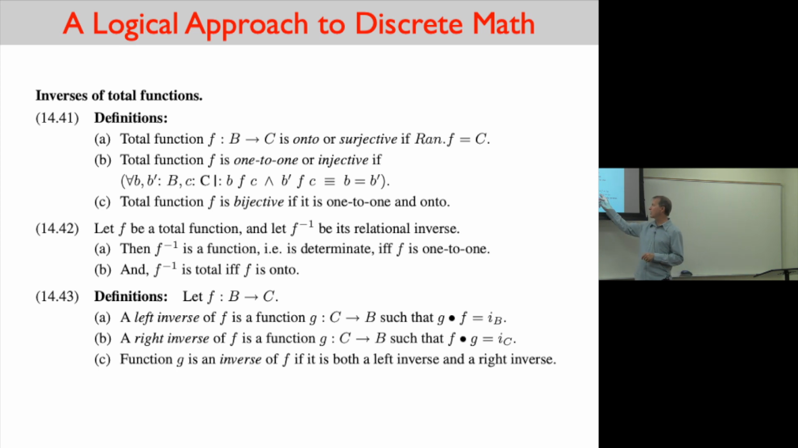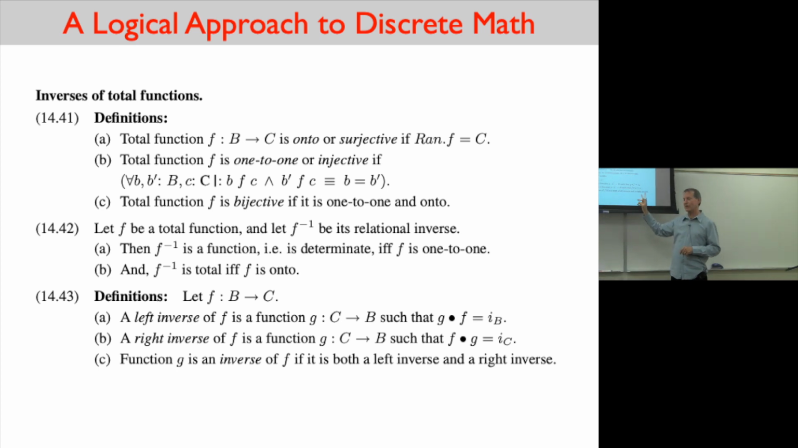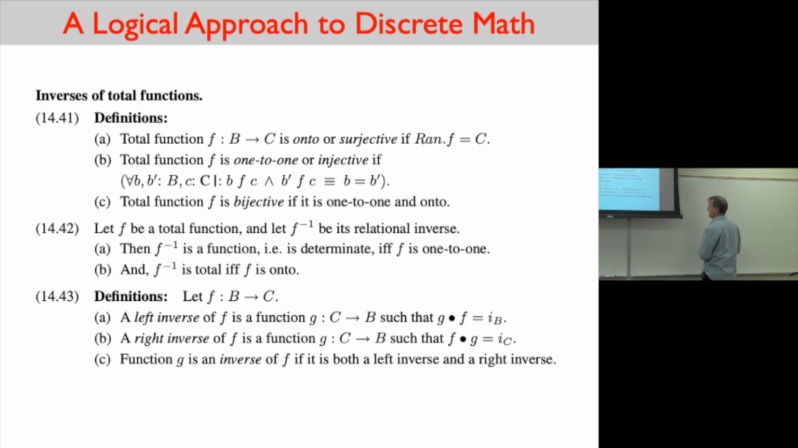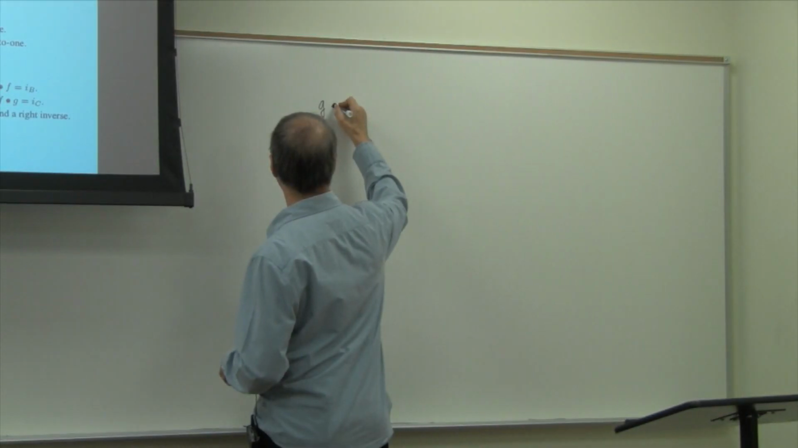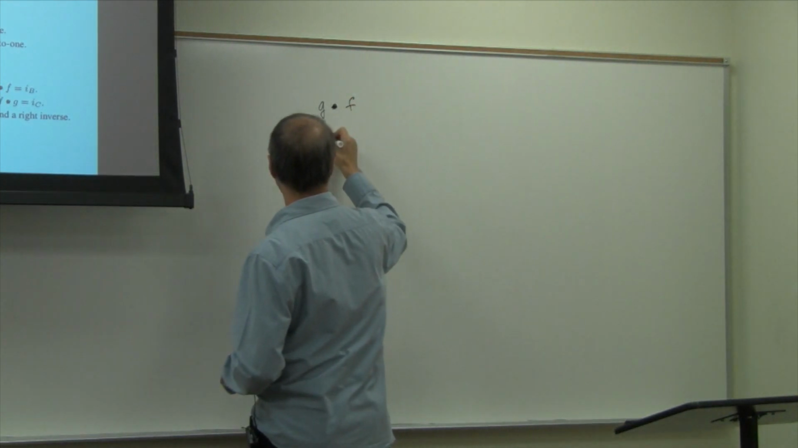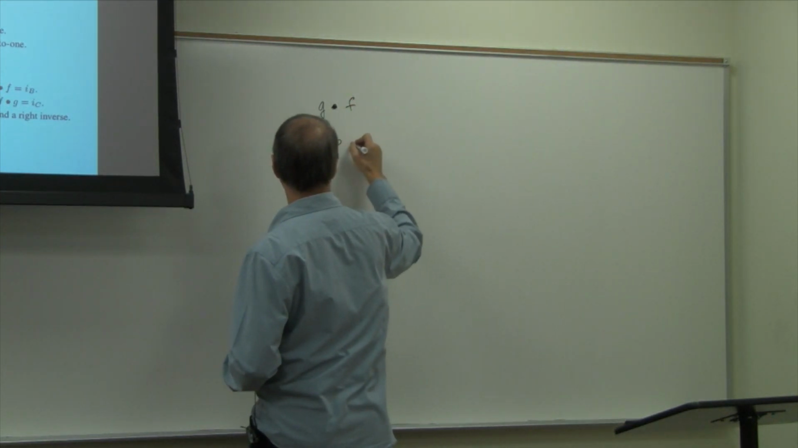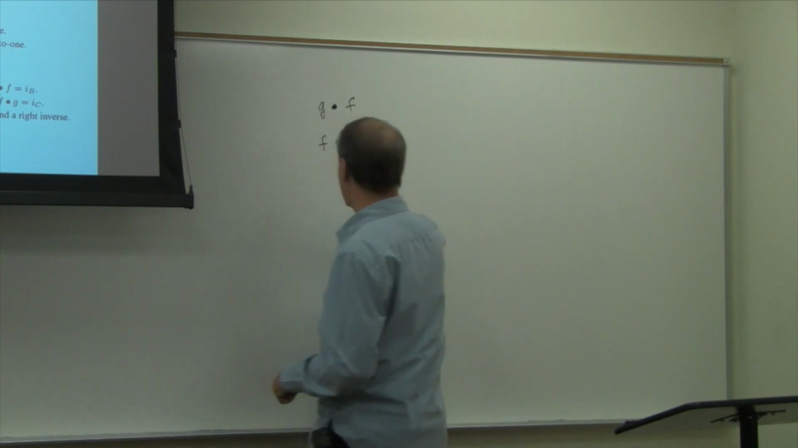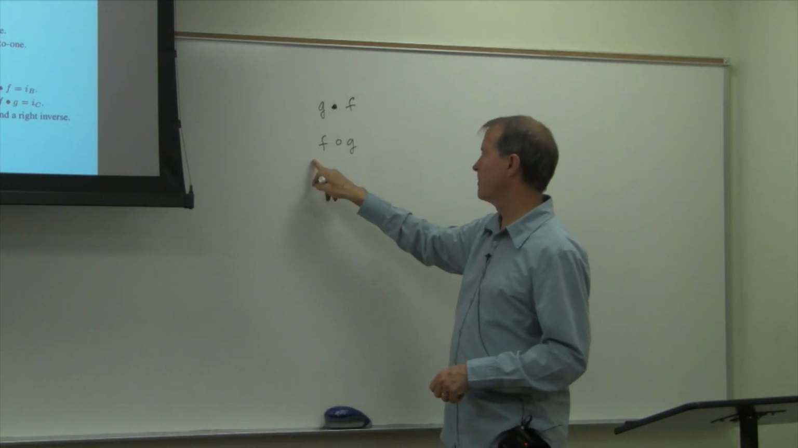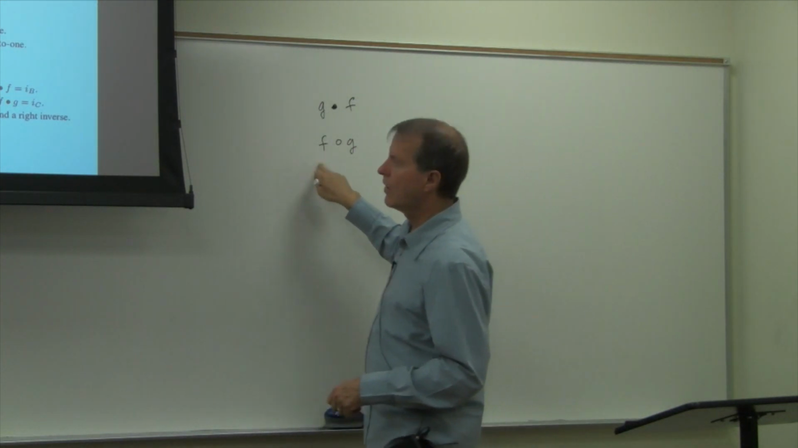Actually, that's a good way to look at it. Compose is product. You remember the definition, 79. Remember, G compose F is F product G. So this is going from B to C.